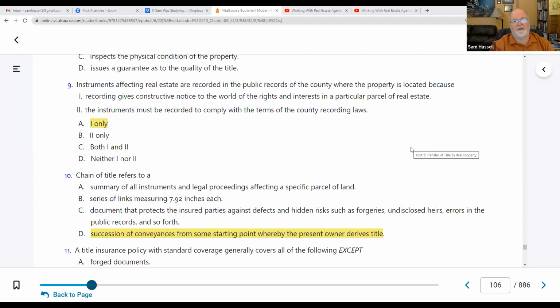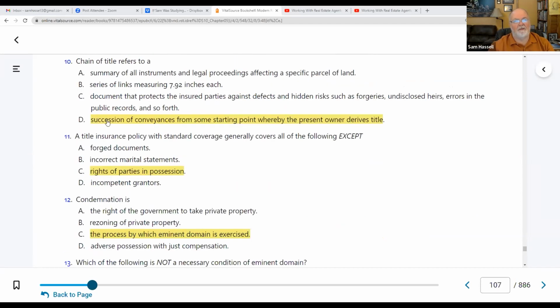And second, the instrument must be recorded to comply with the terms of the county recording laws. You don't have to record it at all, right? You don't have to, but must. So number 1 is A, all right? A is 1 only. Number 10, the chain of title refers to a succession of conveyances from some starting point whereby the present owner derives the title. This is what I was talking about as we were just going through the ones, right? That's the chain of title, one person to the next, to the next, to the next.